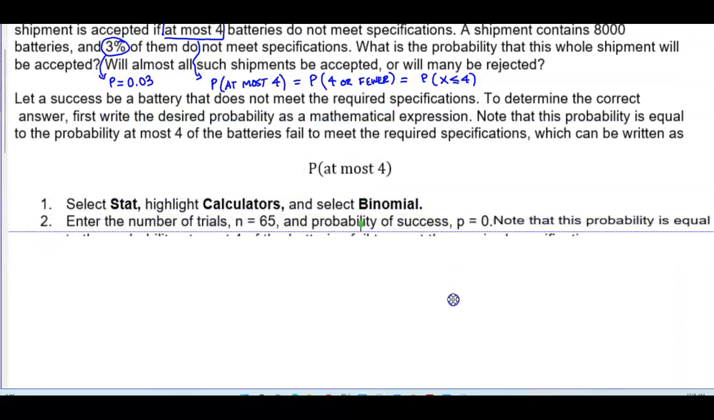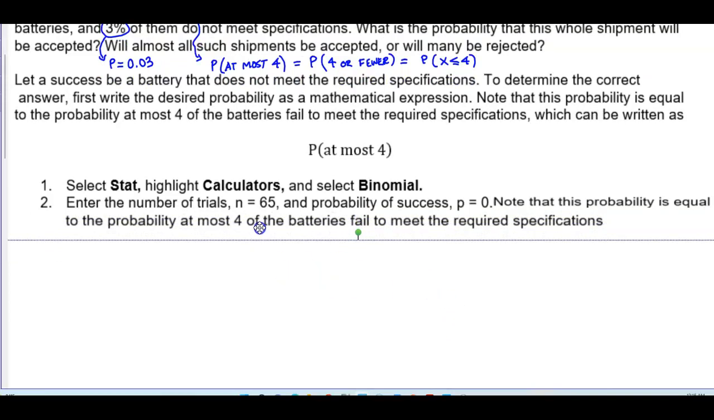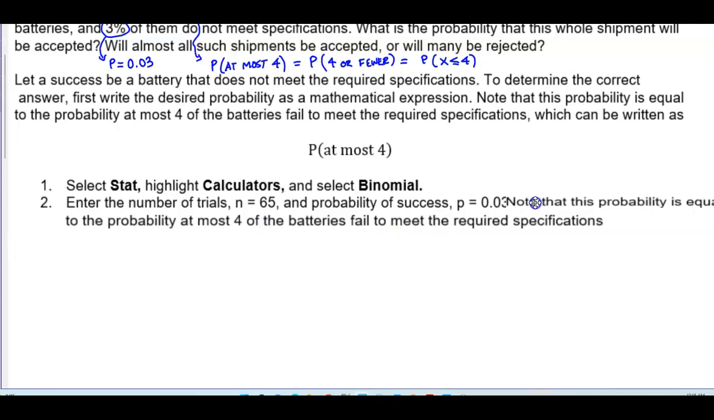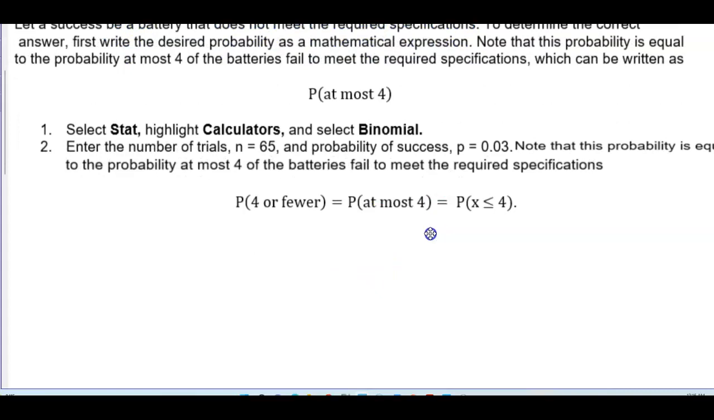So using StatCrunch, we're going to select Stat, highlight Calculators, and then select Binomial. We're going to enter the number of trials, where n is equal to 65, and the probability of success being 0.03. And note that this probability is equal to the probability of at most 4 of the batteries failing to meet the required specifications. So the probability of 4 or fewer is equal to the probability of at most 4, which is equal to the probability of x being less than or equal to 4. And then we're going to click Compute.